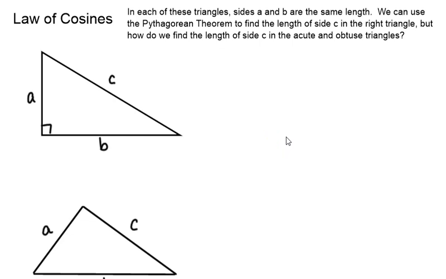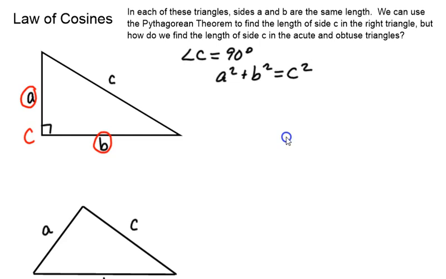So let's assume, for the sake of argument, that in each of these triangles side A, side B, and angle C are known quantities. If we knew side A and side B and angle C was 90 degrees, then we can use the Pythagorean theorem: A squared plus B squared equals C squared.